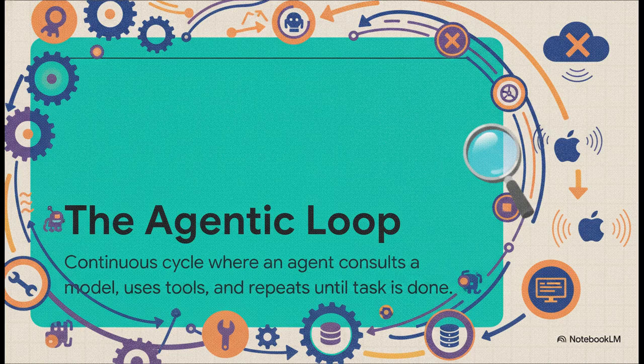And that perfectly captures what we call the agentic loop. It is a continuous cycle. The agent consults the model to decide on an action, calls tools to execute it, observes the results, and then just repeats that cycle until the task is completely done.